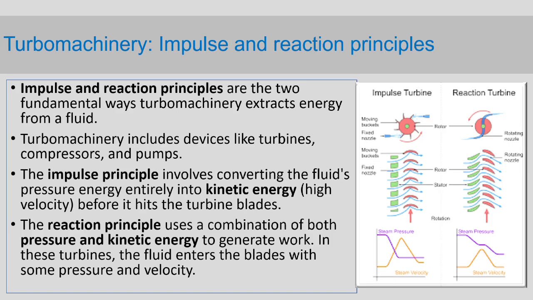Next topic is turbomachinery, impulse and reaction principles. So impulse turbine and reaction turbine are very important. These are the two fundamental ways turbomachinery extracts energy from a fluid. So impulse principle involves converting the fluid's pressure energy entirely into kinetic energy. The reaction principle uses a combination of both pressure and kinetic energy to generate work.